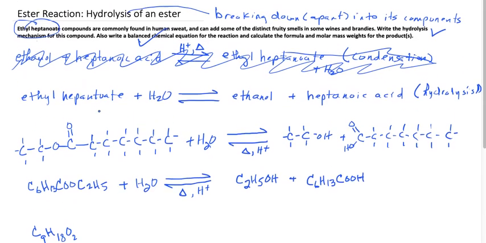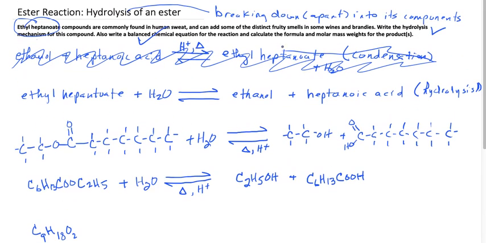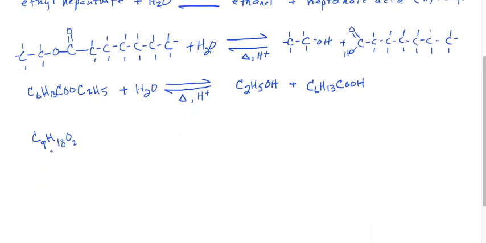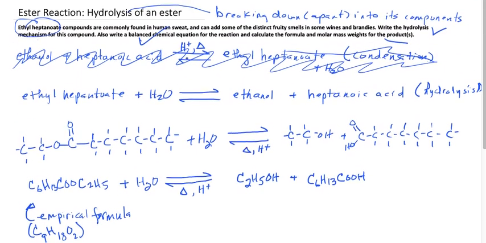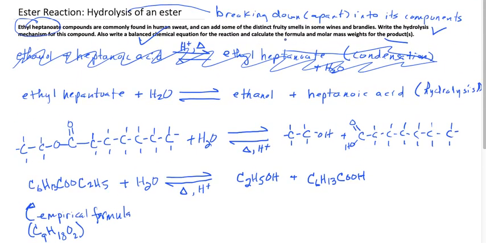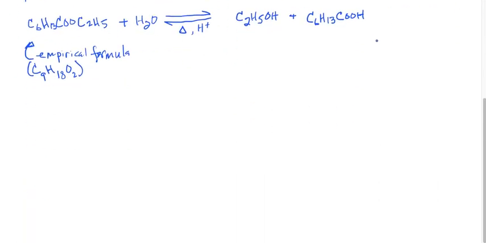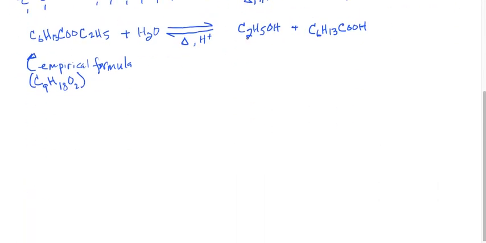Let's look back up at the problem. We want to calculate the formula and molar mass for the products, okay? So I just did this. We won't need this, but that was good practice, right? So we just practiced that this was our empirical formula of the ester. But the problem is asking for the formula and molar mass for the products. So what we need to do actually is calculate this.